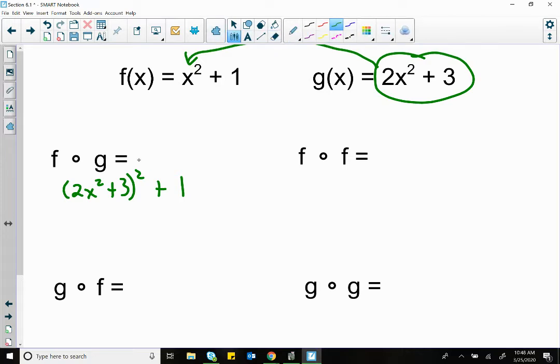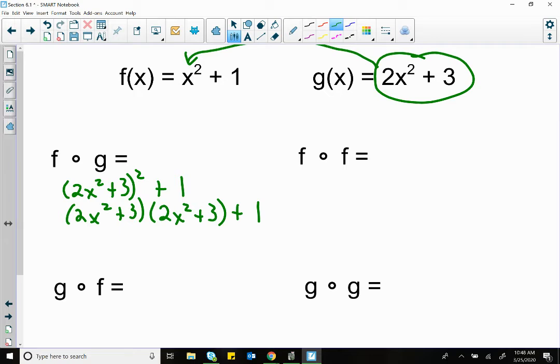Now, again, we've talked about this, but I want to keep reiterating this. Do not distribute the 2 through the parentheses and say that this is 4x squared plus 3 squared, or 4x to the 4th plus 9. That is not true. Okay? This power there means that you have 2 of these guys, and you need to write those 2 parentheses out.